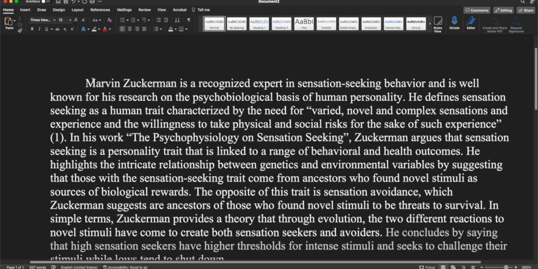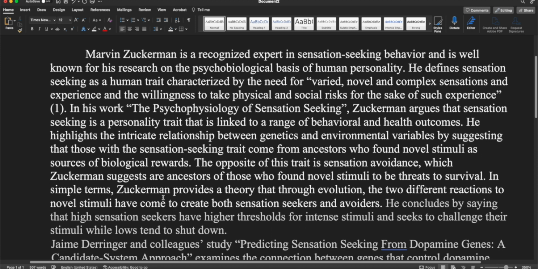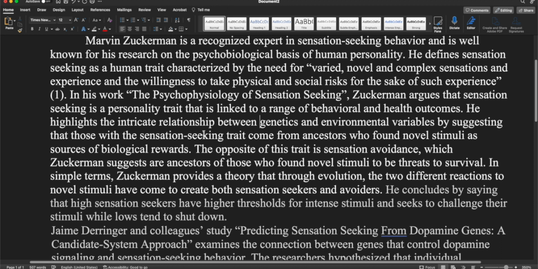In his work, The Psychophysiology of Sensation Seeking, Zuckerman argues that, my guess is that's of, I don't know, we'd have to go check. Zuckerman argues that sensation seeking is a personality trait that is linked to a range of behavioral and health outcomes. He highlights the intricate relationship between genetics and environmental variables by suggesting that those with the sensation seeking trait come from ancestors who found novel stimuli as sources of biological rewards. The opposite of this trait is sensation avoidance, which Zuckerman suggests are ancestors of those who found novel stimuli to be threats to survival. In simple terms, Zuckerman provides a theory that through evolution, the two different reactions to novel stimuli have come to create both sensation seekers and avoiders.